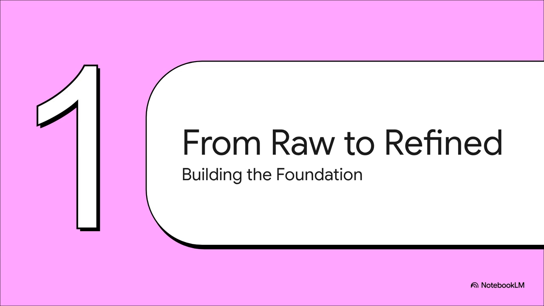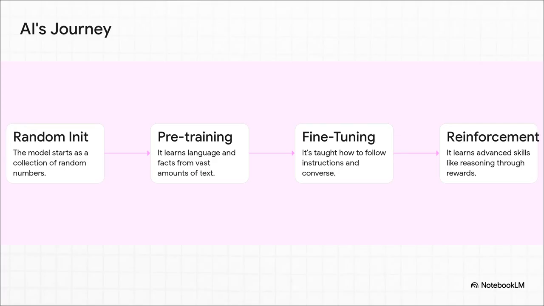The whole thing starts by building this massive, but still pretty raw, foundation. So we're going to walk through these 4 key stages. It all starts with what's called random initialization. And yeah, it's pretty much what it sounds like. Just a bunch of random numbers, zero knowledge. From that blank slate, we're going to build it up step by step into something smart.